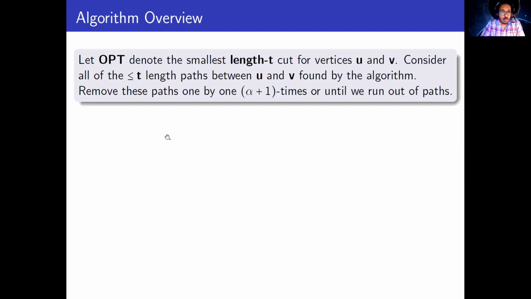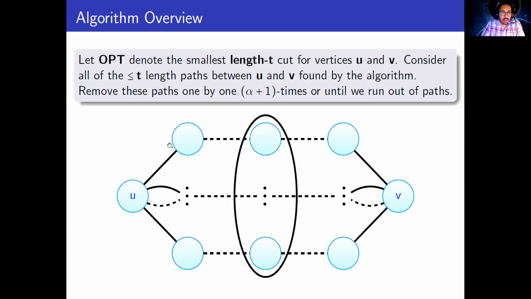The algorithm works by removing these paths one by one, alpha plus 1 times, or until we run out of paths, whichever comes first. So if we just look at u and v and the nodes and edges that make up these paths the algorithm finds, we'll see something that looks like this. The nodes I've just circled are the nodes that make up opt. As I mentioned before, there will be at least one in every single one of these paths. Then we remove one of these paths from the graph. We then proceed to do this alpha plus 1 times or until we run out of paths to remove. So with all of this in mind, we're ready to look at a proof of correctness of the algorithm.